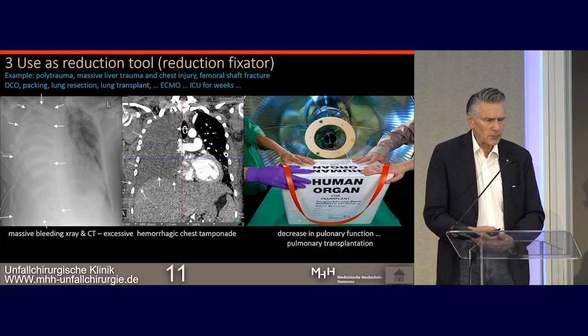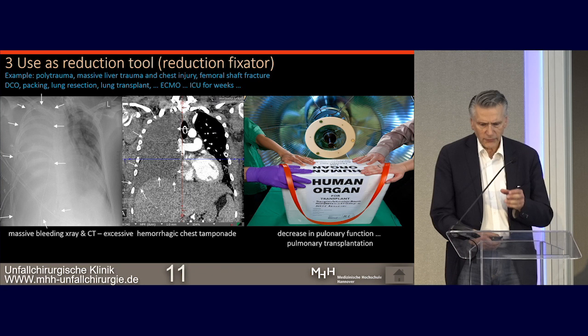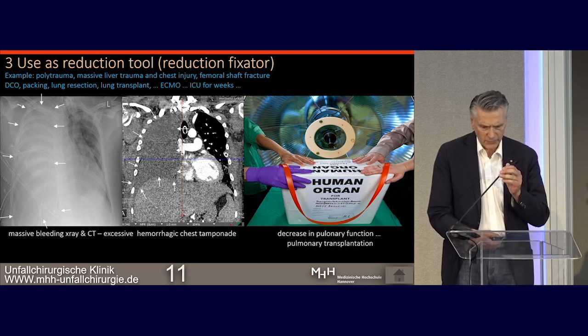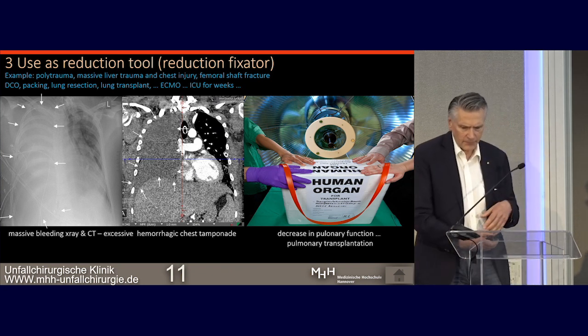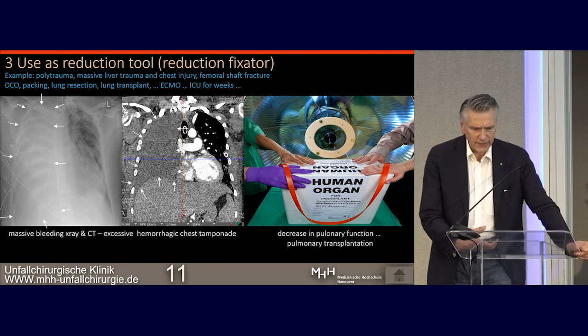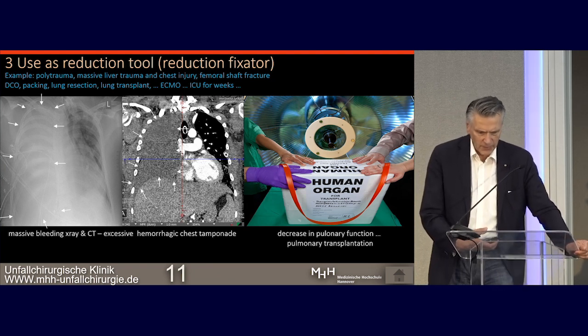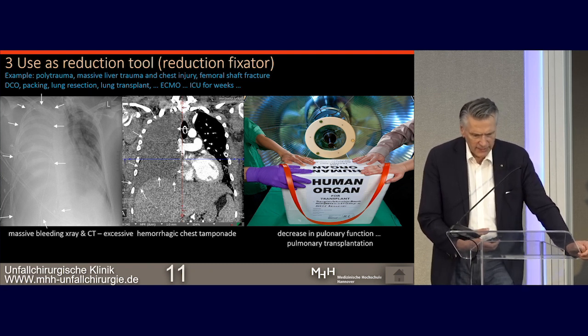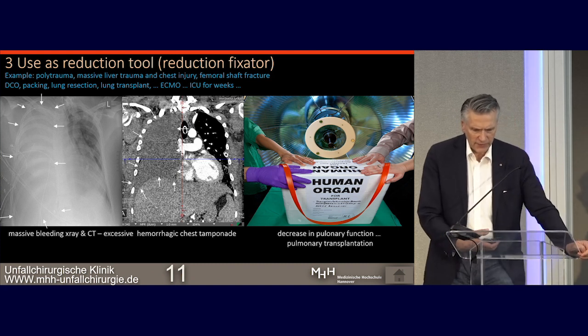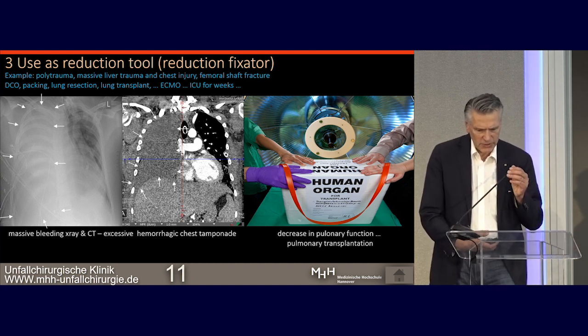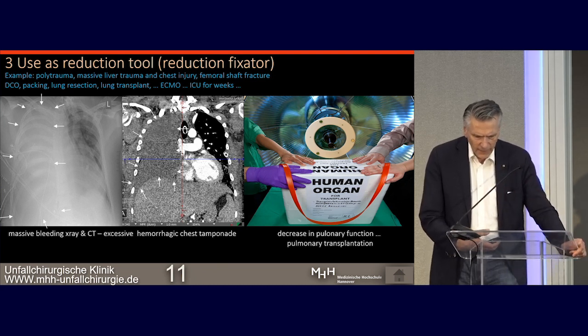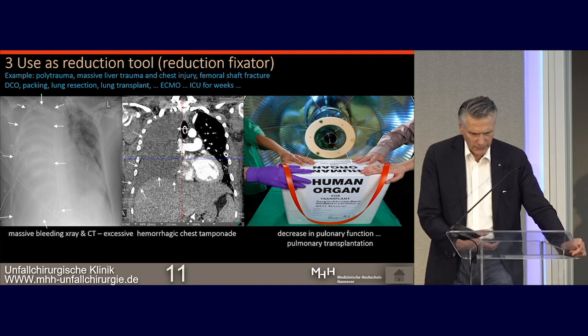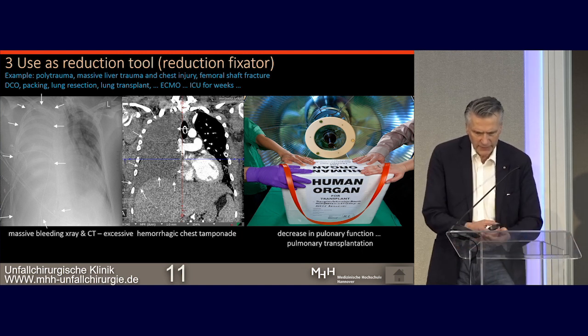We can use 3D prints as some sort of navigation. We can use them as a reduction tool. And this was the case in this polytraumatized example: massive liver trauma, chest injury, femoral shaft fracture. He got damage control orthopedics and packing, but he was bleeding so massively in the chest that he needed a lung resection in order to stop the bleeding. Later he got a lung transplant on the right side because of his decreased function.